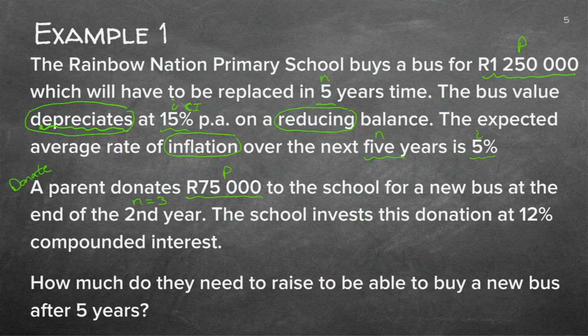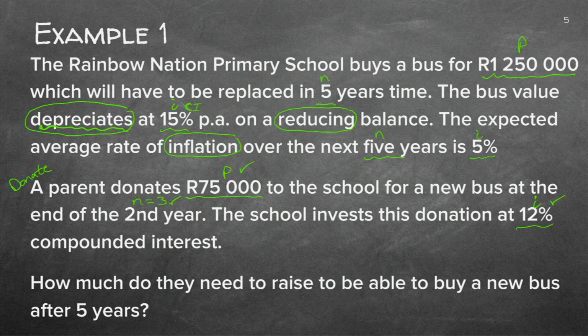The school invests this donation at 12%, so there is your I. So maybe this one is the easiest, 1, 2, 3, because it's a little bit separate, so you can clearly see this is my investment. How much do they need to raise to be able to buy a new bus after 5 years?